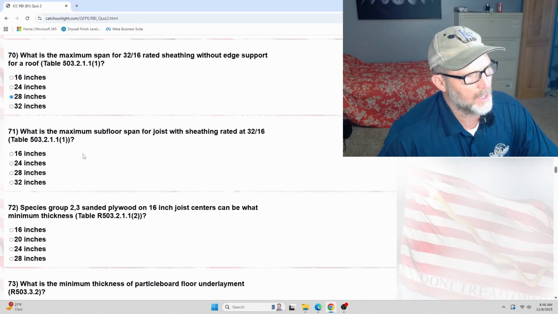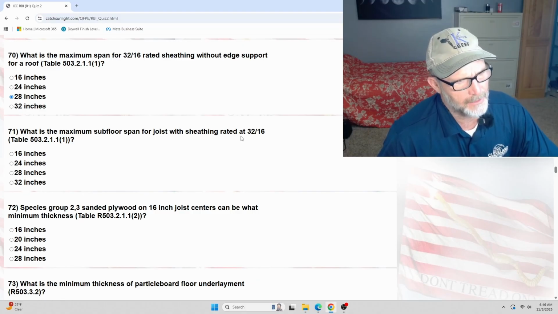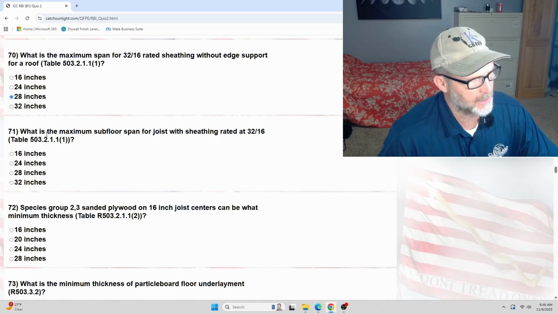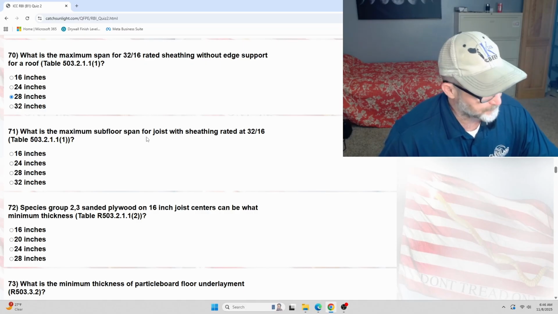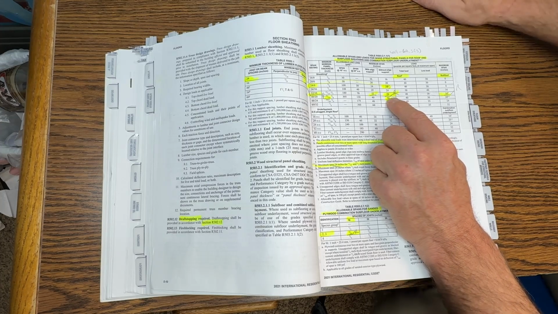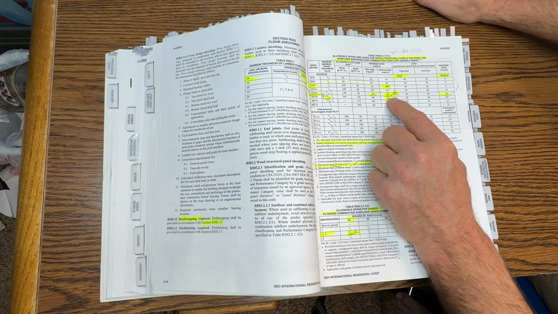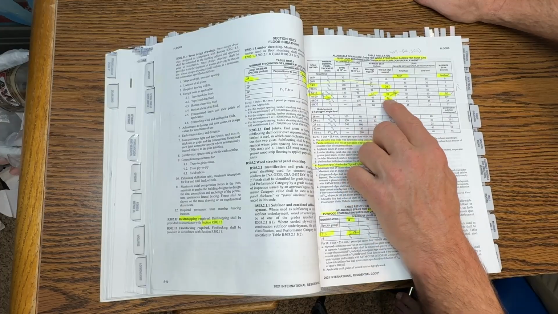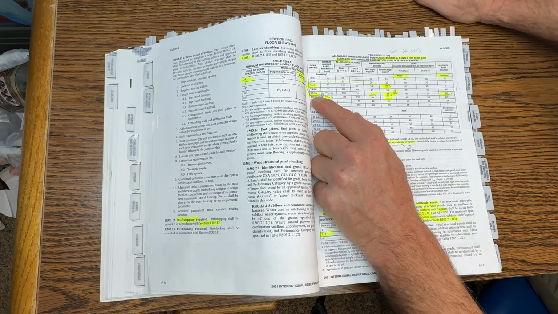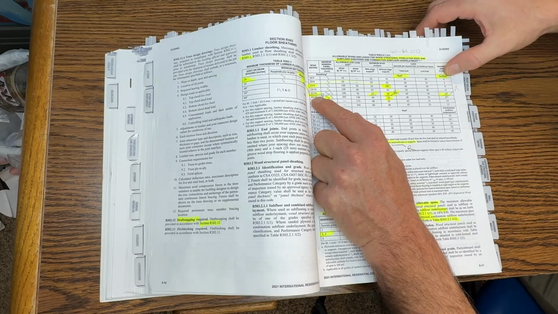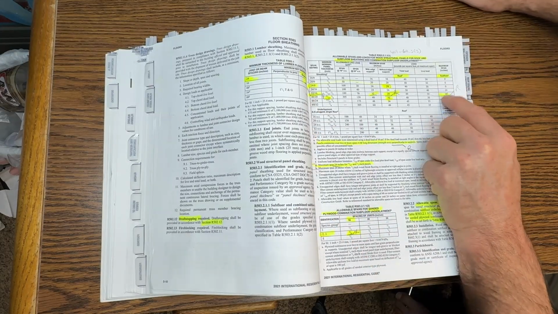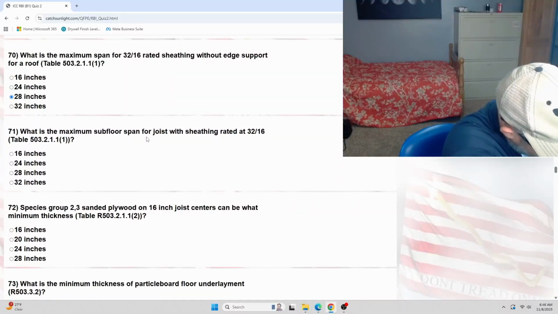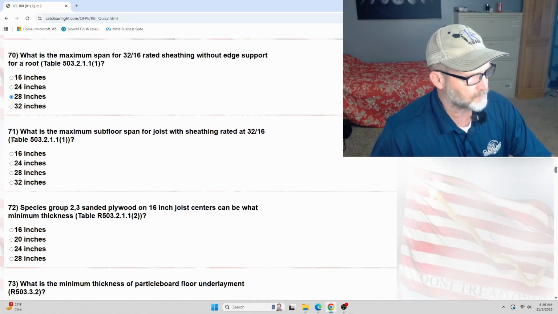All right, 71. What is the maximum subfloor span for joist with sheathing rating at 32/16? So what is the maximum subfloor span? So let's take a look at that. 32/16, once again, table R503.2.1.1 parenthesis 1. So same section here as the former answer. We're at 32/16, and we are on floor joist, subfloor. You're allowed 16 inches right there. So 16 inches would be the answer on that.